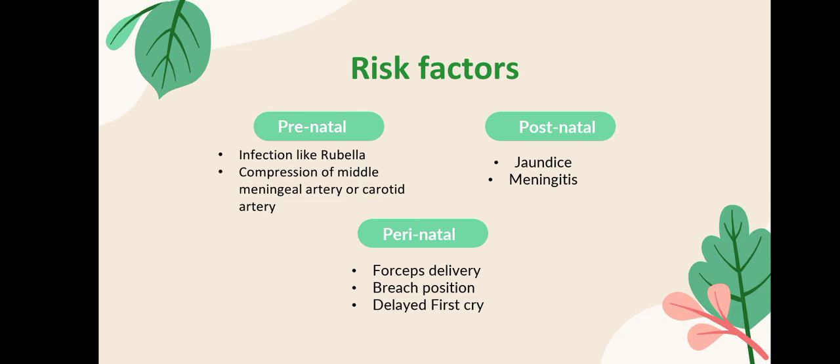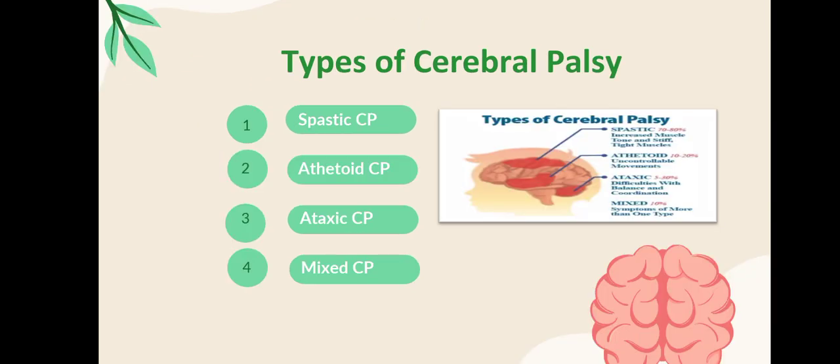The next is the postnatal complications. If during the first year of infant life the infant is suffering from jaundice or meningitis, it can lead to cerebral palsy. The next comes the types of CP. Basically there are four basic types of CP. The first is spastic CP, athetoid CP, ataxic CP, and mixed CP.